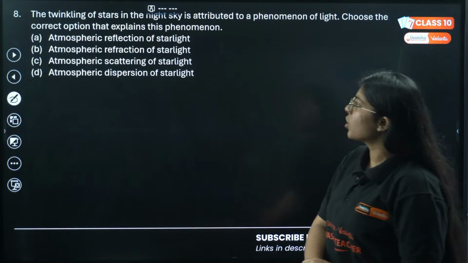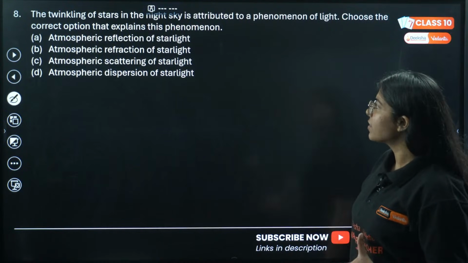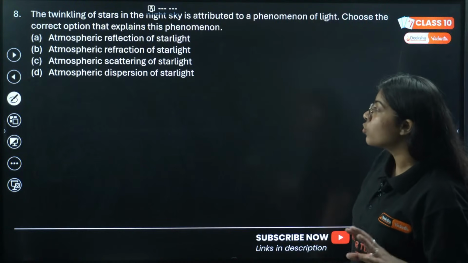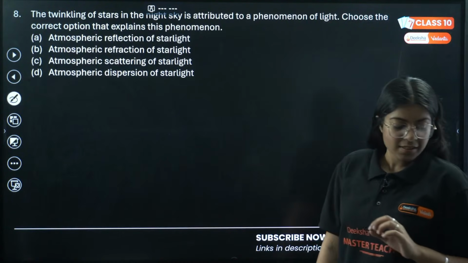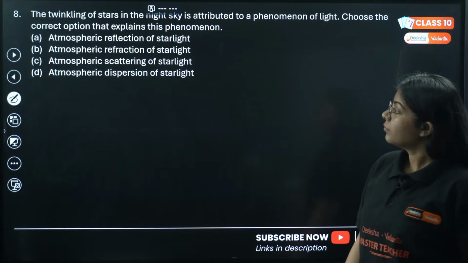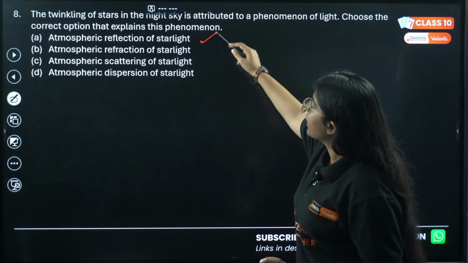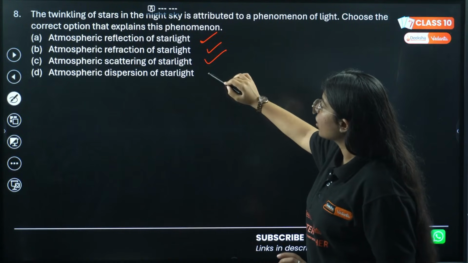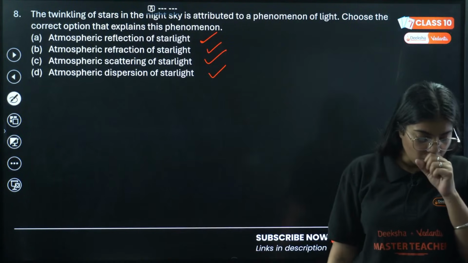Okay, this is just a normal question. The twinkling of stars in the night sky is attributed to a phenomenon of light. Choose the correct option that explains this phenomenon. What is it? Atmospheric reflection, atmospheric refraction, atmospheric scattering, or atmospheric dispersion?